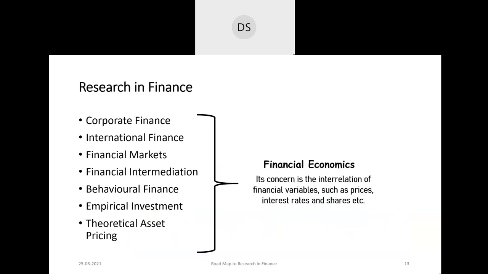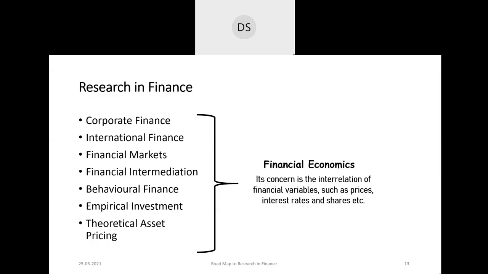So let me come to, when you think about research in finance, what are the primary areas where finance research is happening? Primarily, it is happening in the field of corporate finance. Corporate finance means we will talk about the three decisions: the financing decision, the investment decision, and the dividend decision. These are the decisions which are the areas connected to corporate finance.